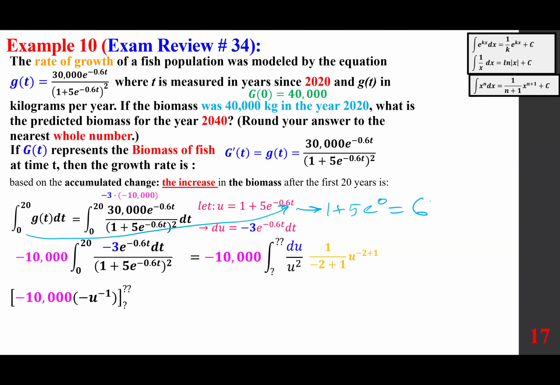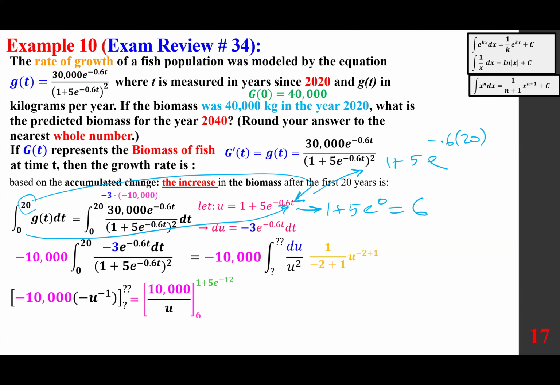So that means the lower limit is 6. If I put 20 here, I get 1 plus 5 e to the power of minus 0.6 times 20, which is negative 12. So 1 plus 5 e to the power of negative 12 is the new upper limit.